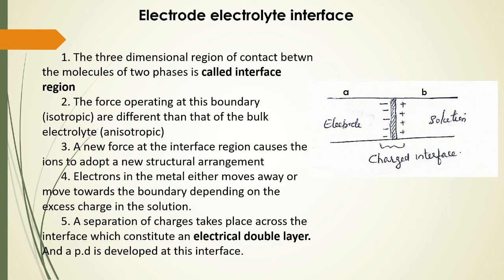Just because of that, the forces operating at this phase boundary are also different compared with the isotropic force in the bulk of the electrolyte. The three-dimensional region of contact between these two phases A and B, in which these molecules can interact with the molecules of both phases, is called the interface region. We can assume that it's only a few molecular diameters in thickness. In general, we can regard this region as a transition region between the bulk forces. The term interface refers to the boundary surface separating the two phases.